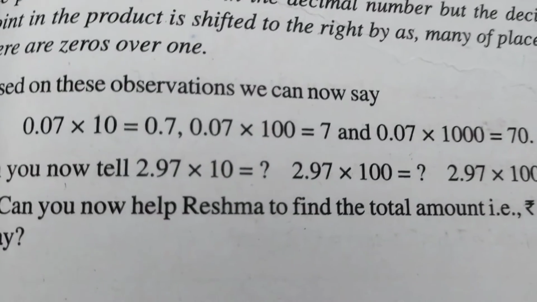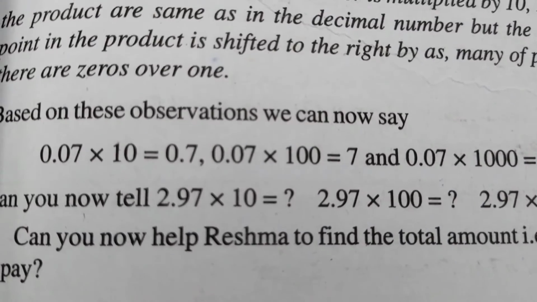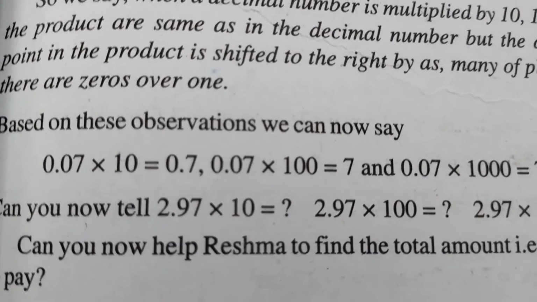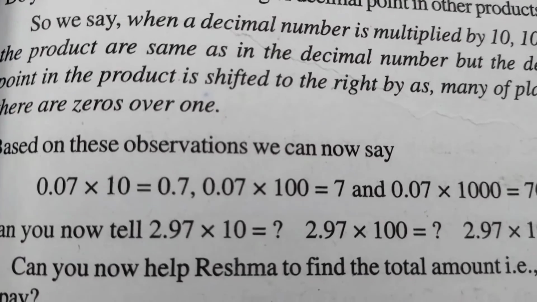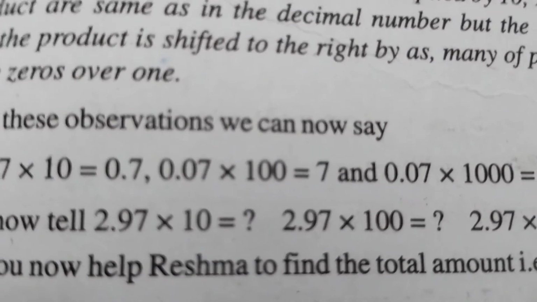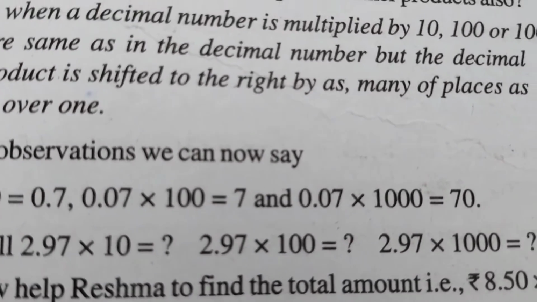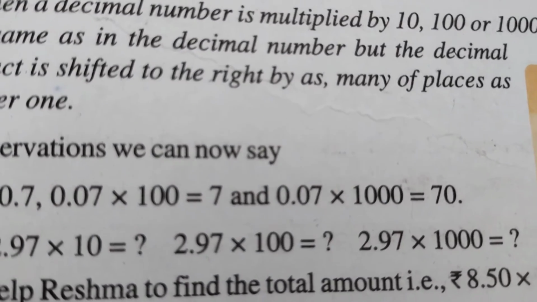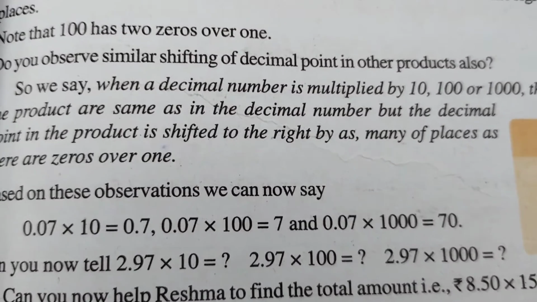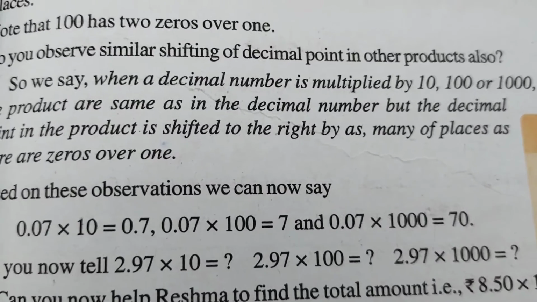So here you see 0.07 into 10. After 1, how many zeros are there? That many places the point will move from left to right. 0.07 into 100, see, the answer is 7. 0.07 into 1000, the answer is 70. Let us have some more examples of how to multiply with 10, 100 or 1000.